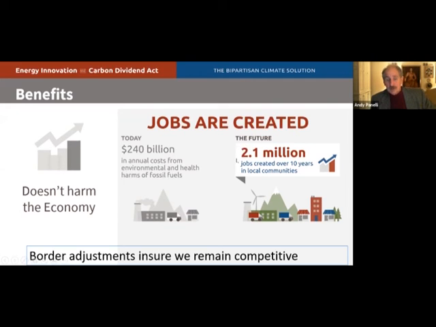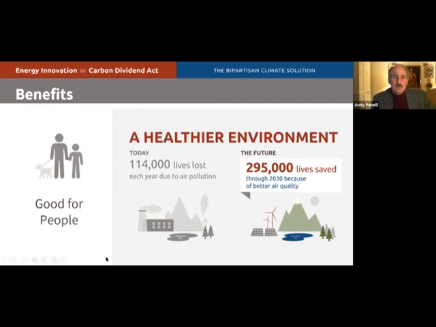Those monthly dividend checks act like stimulus and can trigger other sorts of jobs, especially in healthcare and other areas where people have a little more money to spend. But it also puts a dent in that $240 billion annual environmental and healthcare costs. And we remain competitive and encourage other countries to do the same thing we're doing by border adjustment language that's in the legislation.